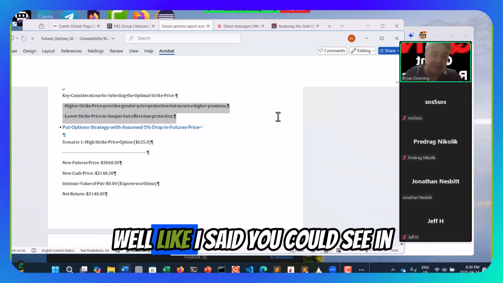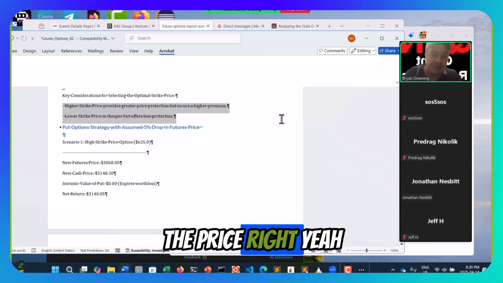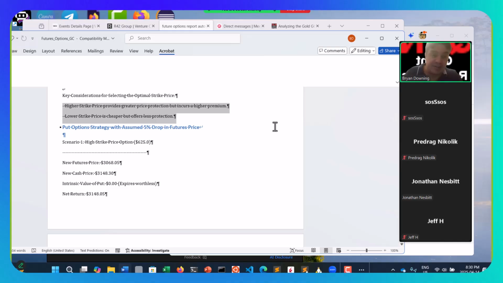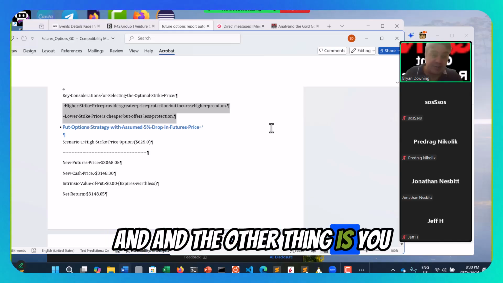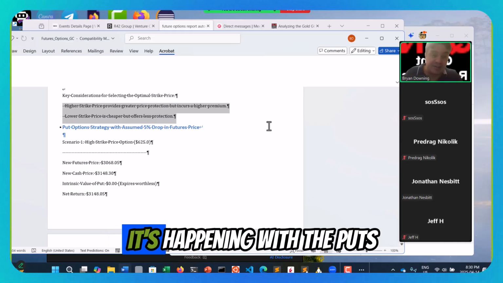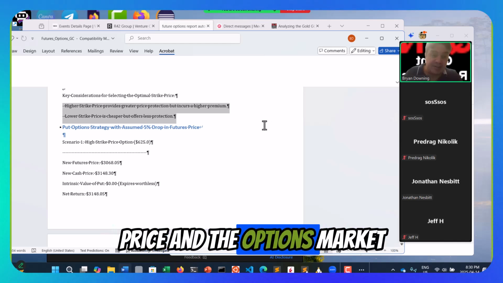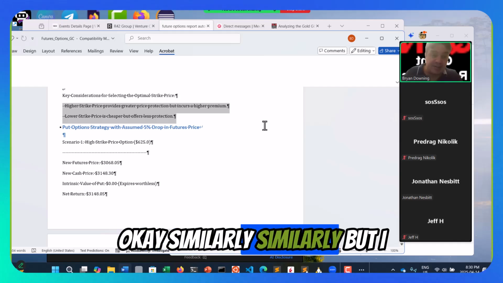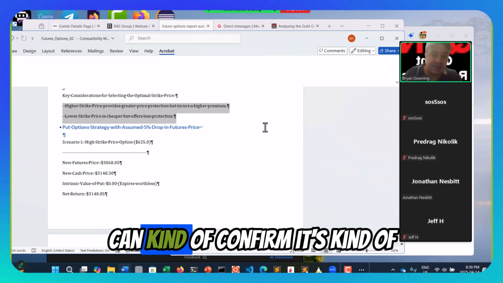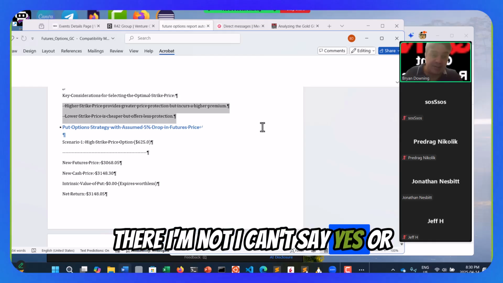Can you describe the opportunity on oil in more detail? Well, like I said, you can see it in the price, right? Yeah, and the other thing is you can see the selling pressure that's happening, with more puts being put on in the options market. Okay, I can kind of confirm it's kind of there. I can't say yes or no.